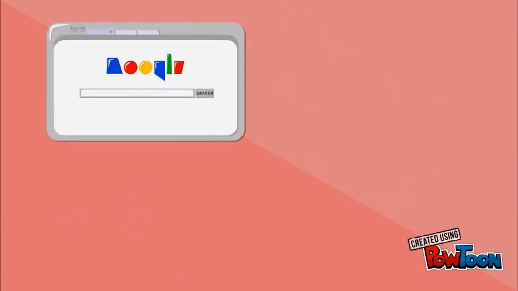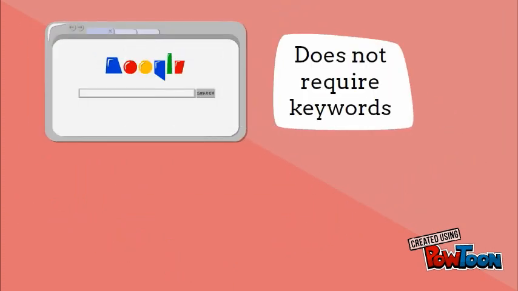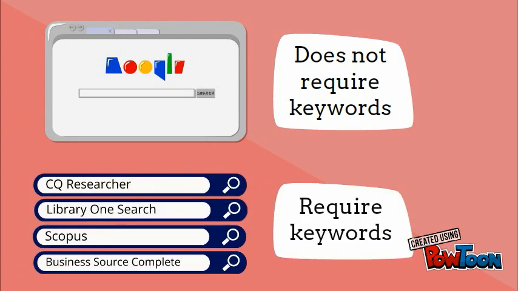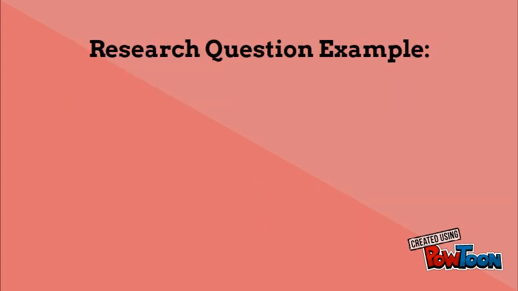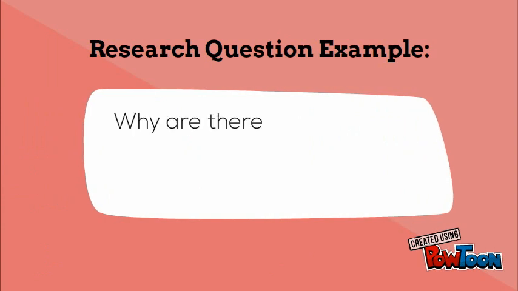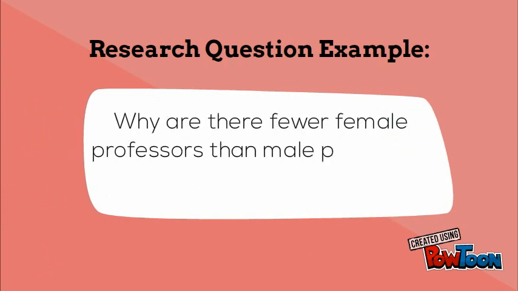One main difference is that Google can handle entire sentences or questions typed into its search bar, whereas library databases have a much harder time processing the complex structure of a sentence. Therefore, we need to use keywords when we are searching in library resources. To develop keywords for your research, you need to have a topic in mind. If you have a research question, that is especially helpful.